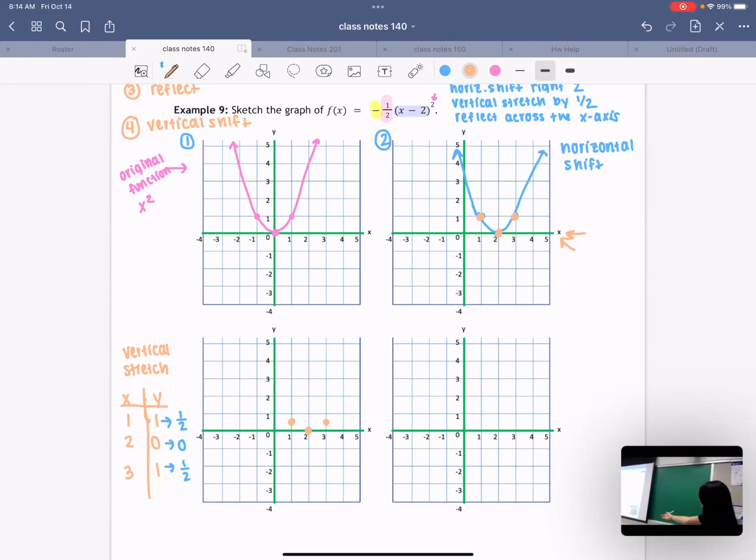Once I draw these points, I can connect my line into the shape of a parabola. So it's going to look something like that. From my blue graph to my orange graph, it looks like I compressed my graph. The graph is a little bit wider now.